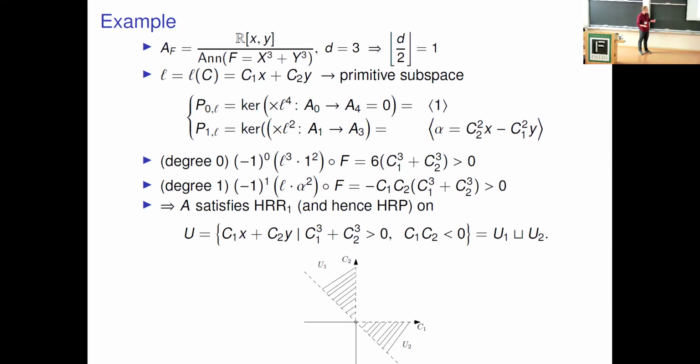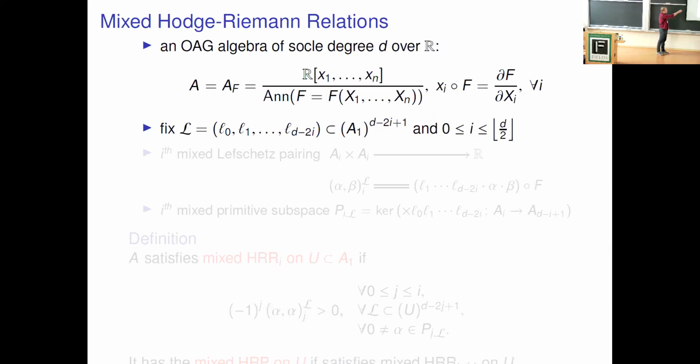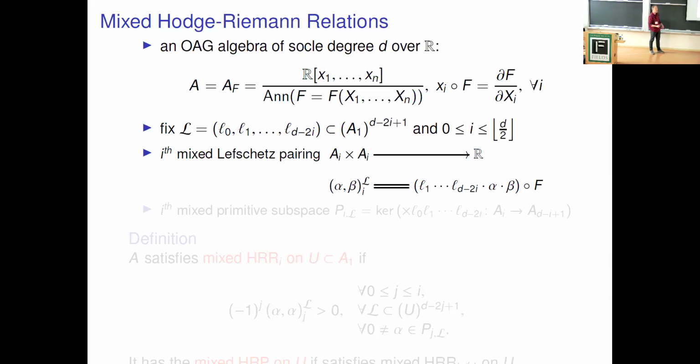And now let me tell you what mixed Hodge-Riemann means. So mixed, instead of fixing a single linear form, I fix a sequence of linear forms, possibly different. They could be the same, but possibly different. And I could pick different linear forms for each degree. So maybe I should have written this as Li or something. And then I can define the ith mixed Lefschetz pairing. And so what I'm doing, it's the same as the Lefschetz pairing, except instead of multiplying by a power of a single linear form, I'm multiplying by the product of possibly different linear forms.